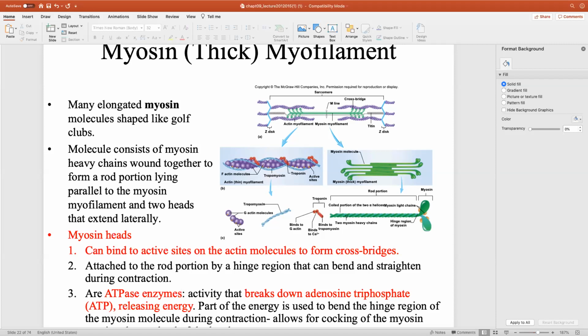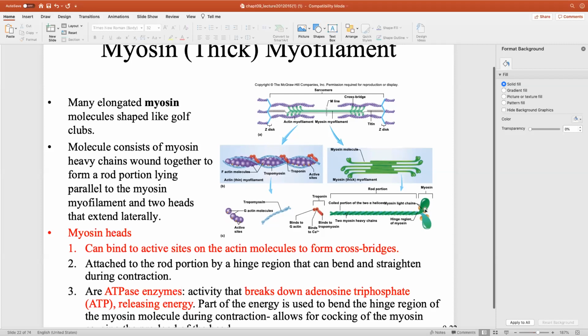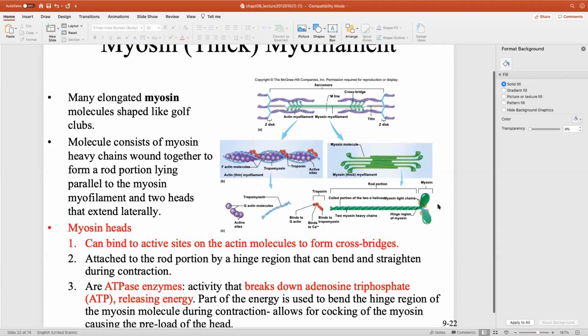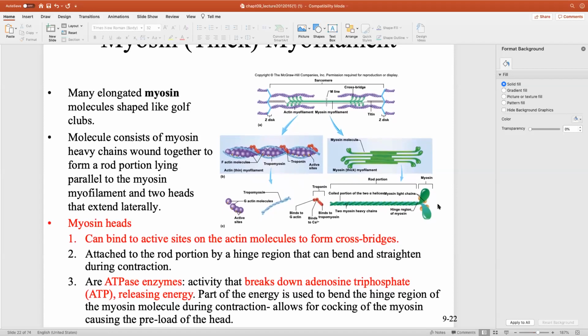And then to power that movement, we have an enzyme, ATPase enzyme, that breaks down ATP, releasing the energy and cocking the head of the myosin. What we are going to see is before the muscle actually contracts, right? The myosin head is already cocked, ready to go. So everything is ready to go. Myosin's head's already used the energy in ATP. The head's already cocked, ready to go.